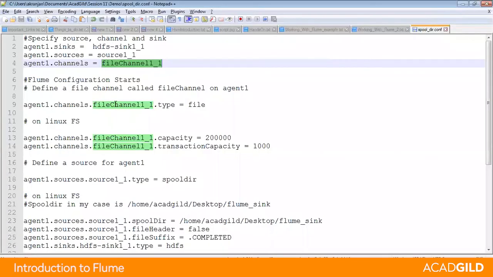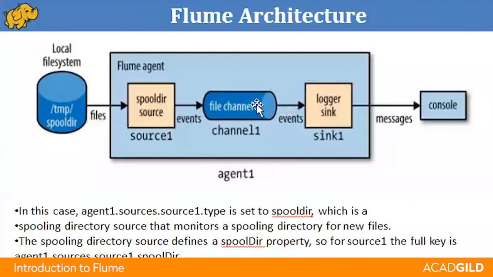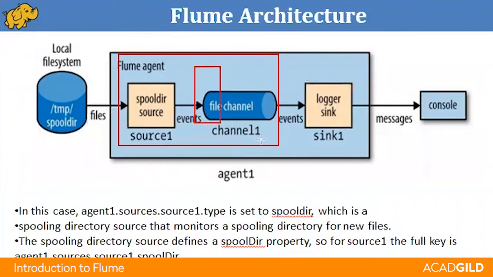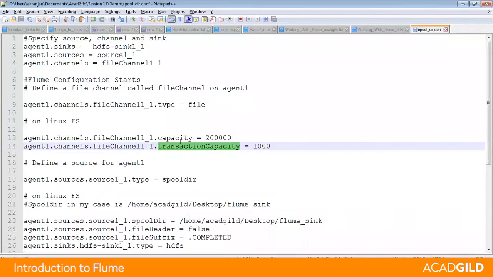The channel type of file is specified based on two important configurations on the channel, called capacity and transaction capacity. Just recall, we have discussed that there are two transactions involved in Flume. First, the data movement happens from source to channel, and the next is from channel to the sink. So, transaction capacity specifies the number of messages that can be transferred in a single transaction, and capacity specifies the number of messages, which you can call events, that can be stored in the channel for temporary and intermediate purposes.